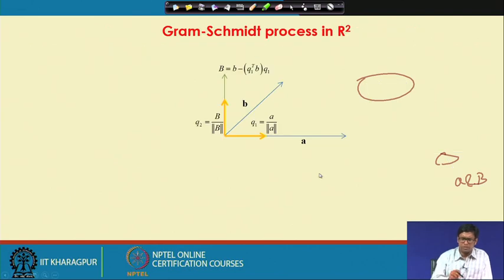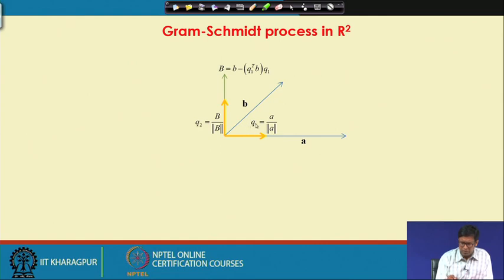This is what we call the Gram-Schmidt process in R2. We have the vector B, and we have a vector A. First find the orthonormal vector by dividing A by its length, which is q1. Then project vector B onto vector A and get the subtraction, which is B minus q1 transpose B times q1, and divide it by its length. So you get q1 and q2, which are orthonormal vectors and give a basis in R2.